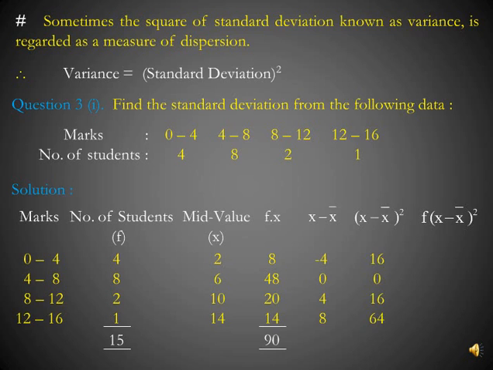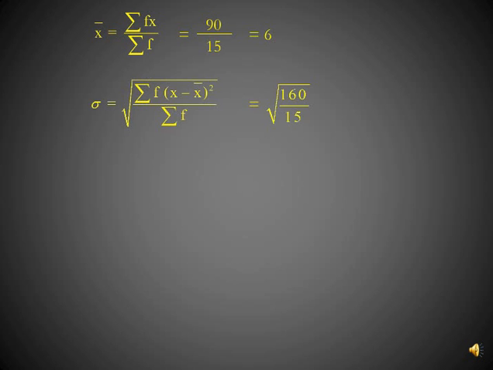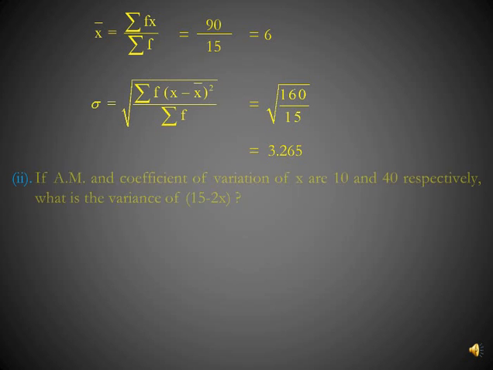Next column is of f into x minus x bar whole square, that is 16 into 4, which is 64, 8 into 0, 0, 2 into 16, 32, and 1 into 64 is 64, and its sum comes to 160. So, as we just calculated, x bar is 90 upon 15, that is 6. Standard deviation is equal to under root of sigma f into x minus x bar whole square upon sigma f. Putting the required values, it is under root of 160 by 15, that is 3.265.